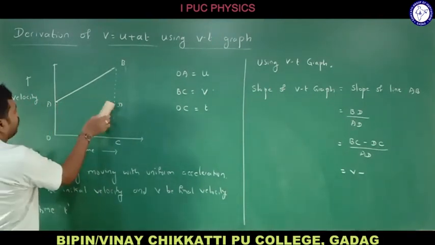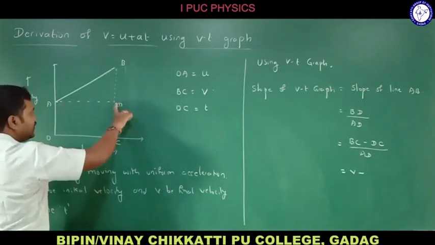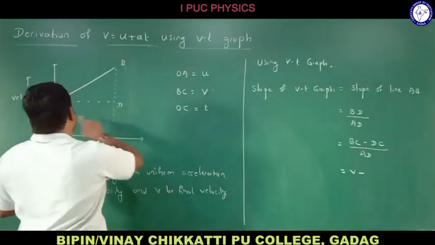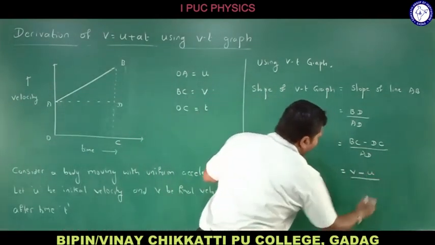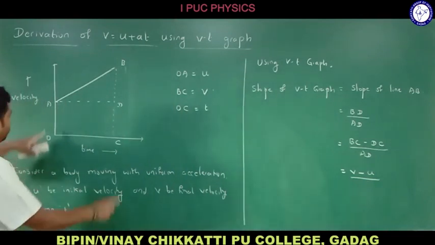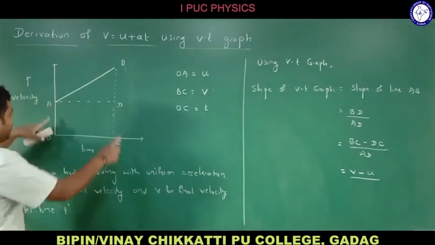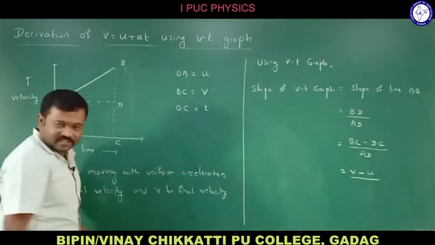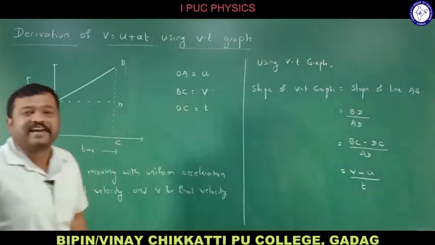So I am drawing a straight line here. If I draw the straight line, this DC is equal to AO. What is AO? AO is nothing but the initial velocity, so shall I take it as U? Yes, U divided by. What is AD? AD is nothing but OC. Yes, AD is equal to OC. We know OC is the time T. In place of AD, let me take time T.